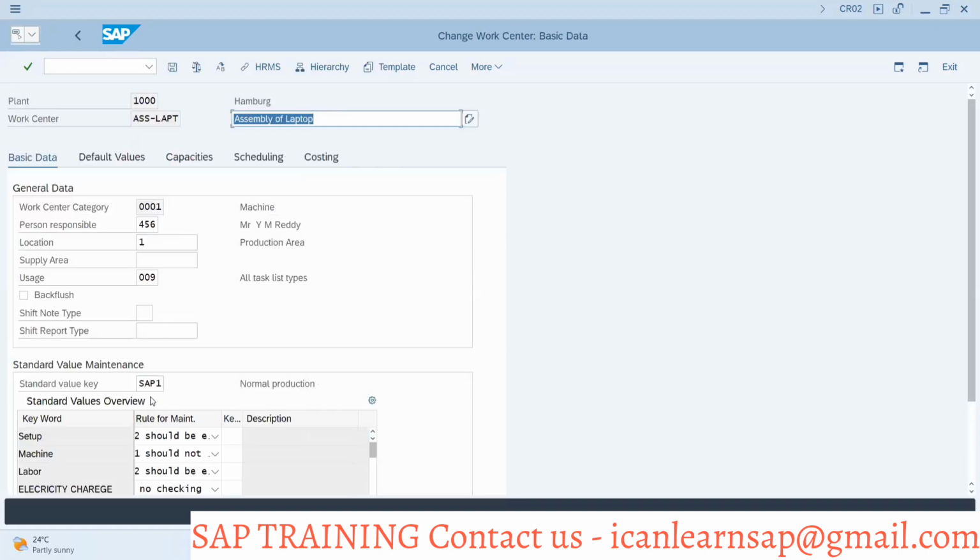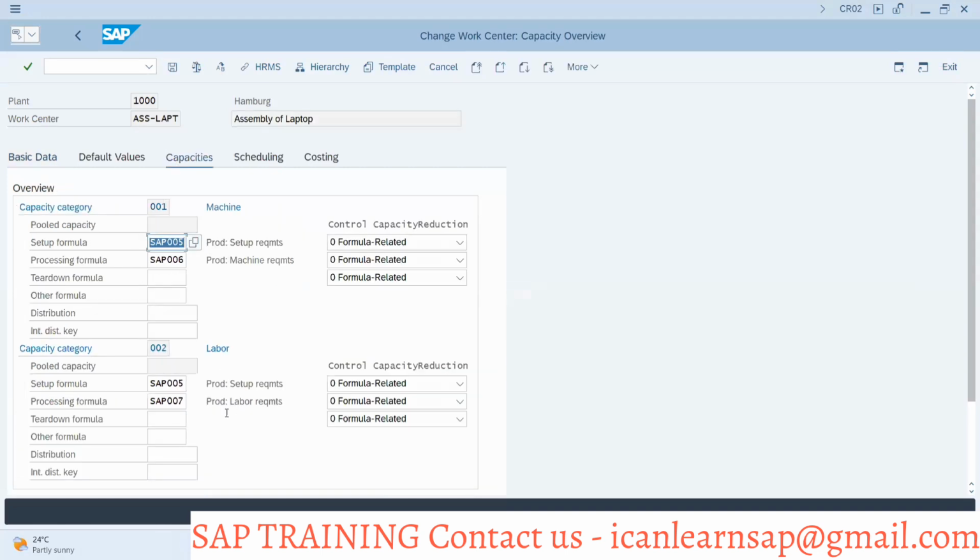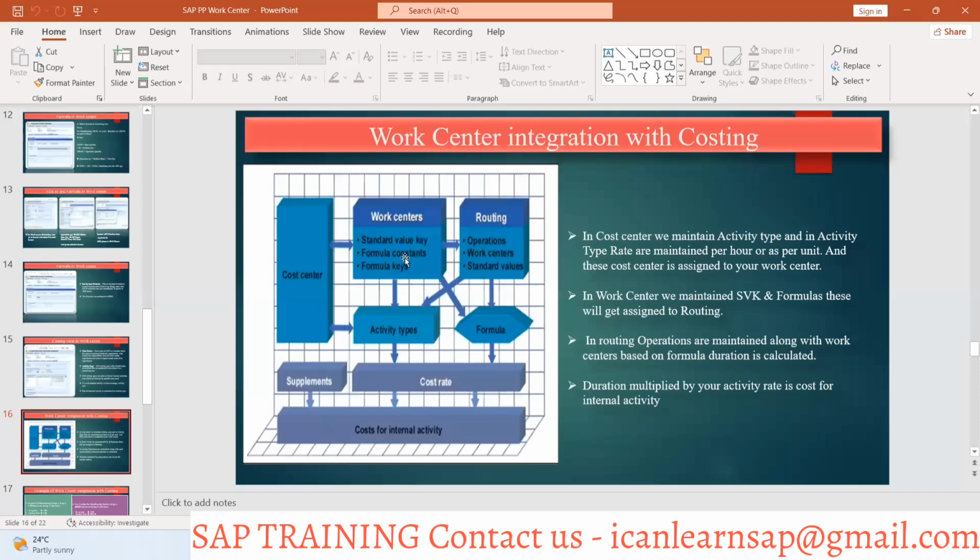Configuration change here, you can leave it. Setup time, machine time, these are your standard value keys. Then we have formulas in capacities. How much time is going to be required? Just we saw what the formulas are, how the formulas are going to be used to find out the exact timings and all. So all these values are available in work center.